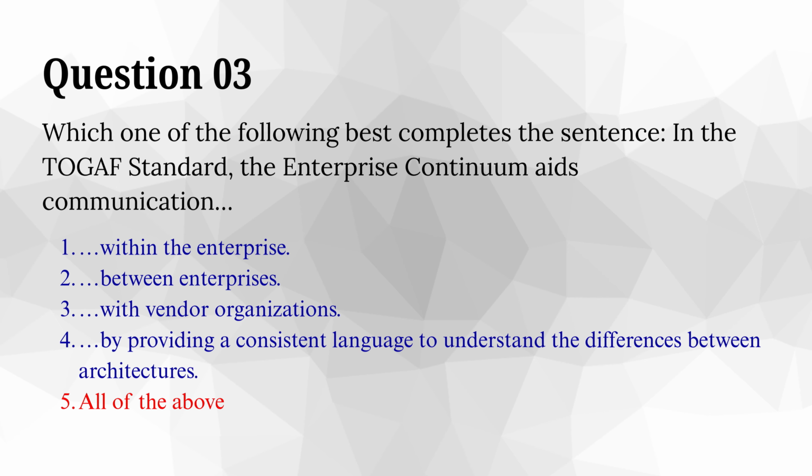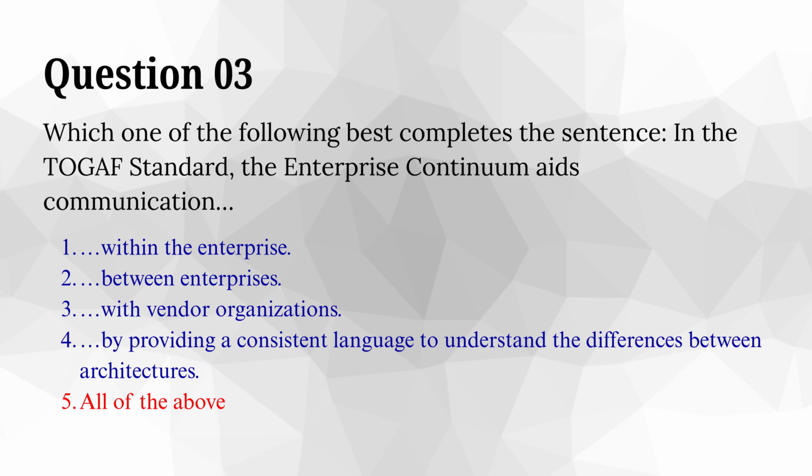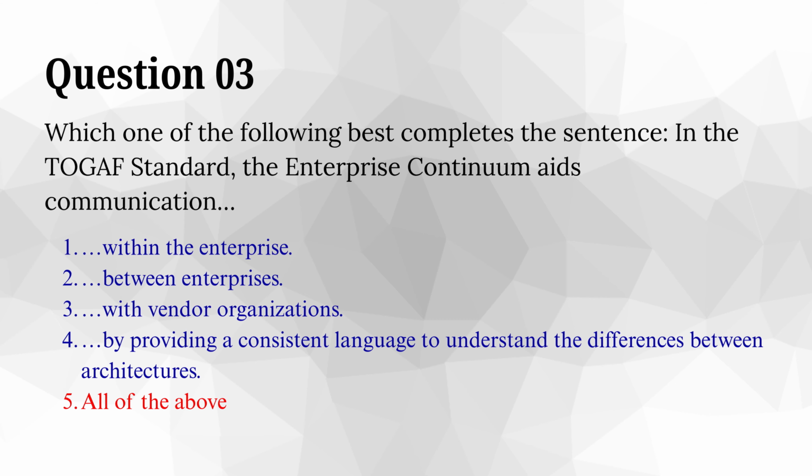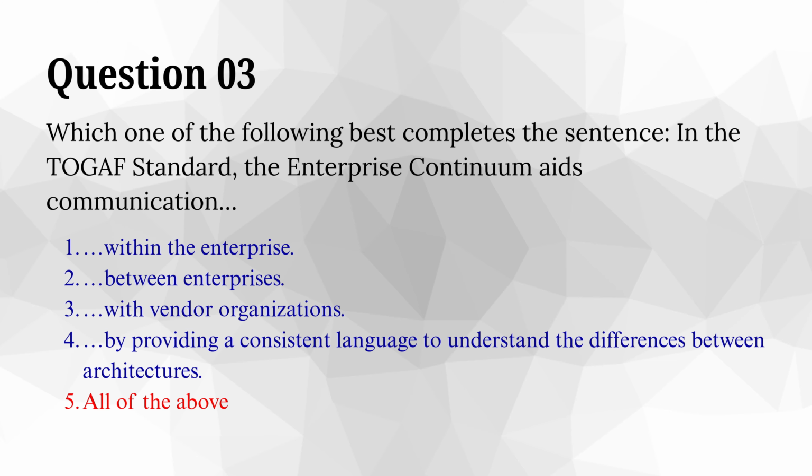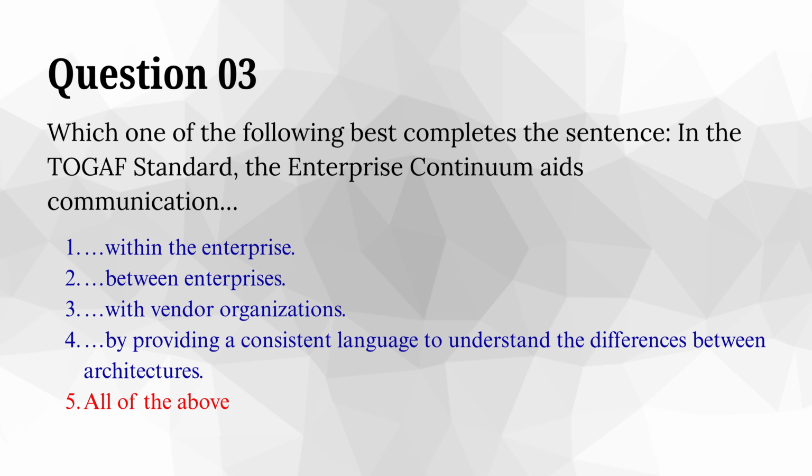Now, let us understand this question carefully. In TOGAF, the enterprise continuum is a very important concept, used to organize and classify architecture and solution assets across the enterprise. One important point to remember is that the enterprise continuum helps create a common understanding and consistent communication between different groups involved in architecture work. It supports communication within the enterprise, between different enterprises, with vendors and external organizations, and by providing a common language for understanding architectural differences and levels of abstraction.